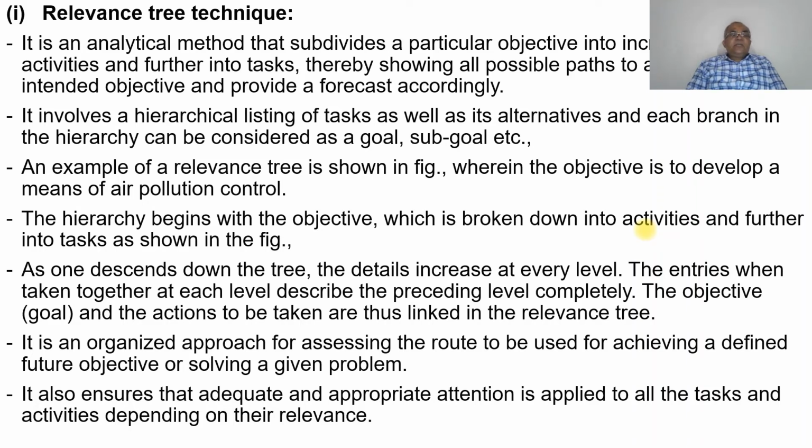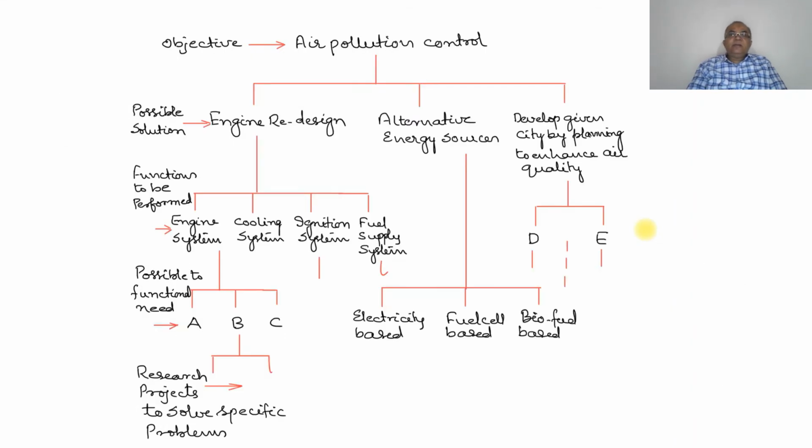It involves hierarchical listing of tasks as well as its alternatives, and each branch in the hierarchy can be considered as a goal and sub-goals, etc. That means this is the goal, sub-goals. If you come, this is the goal, then this becomes the sub-goal. So like this, we are dividing into smaller activities and then to smaller tasks.